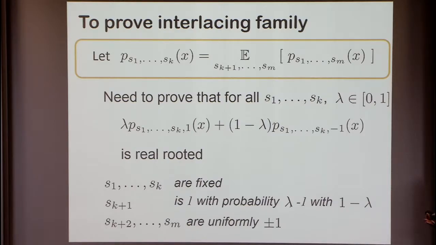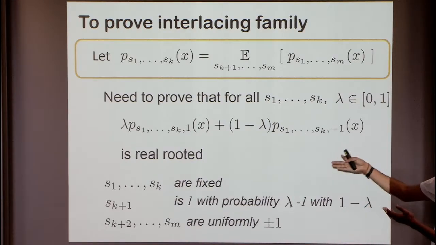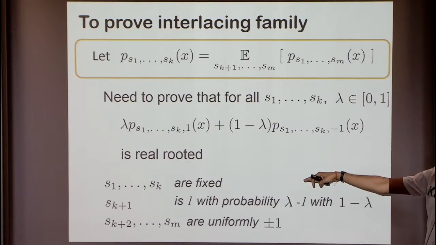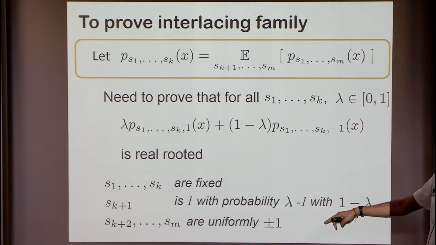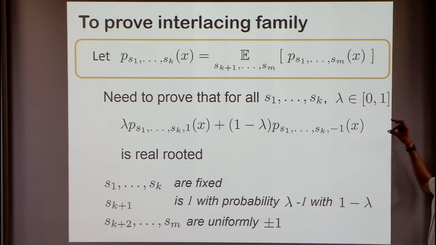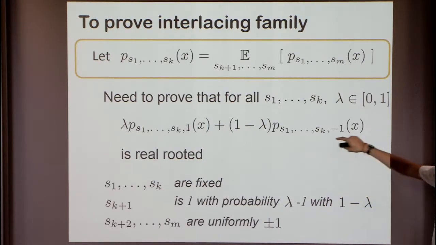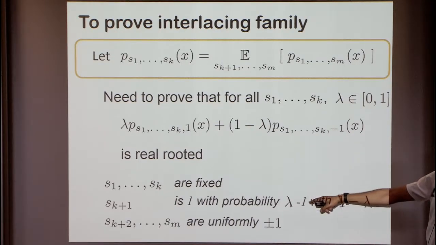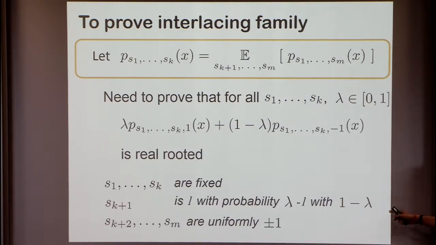This is the obvious fact that conditional expectations, where I've conditioned on fixing S1 through Sk to be something, are the same as picking a distribution which is deterministic on S1 through Sk and random on the things that you've not fixed. So for the polynomial I'm interested in, S1 through Sk are fixed. Sk plus 1 is plus 1 with probability lambda and minus 1 with probability 1 minus lambda. That comes from my convex combination. And the rest of them are just plus or minus 1 with probability half.